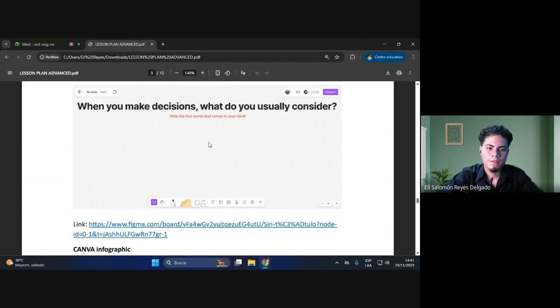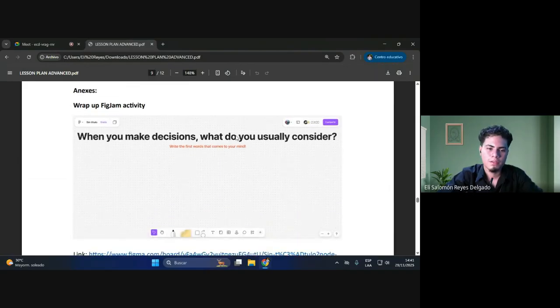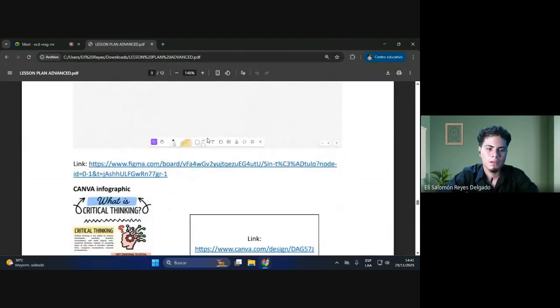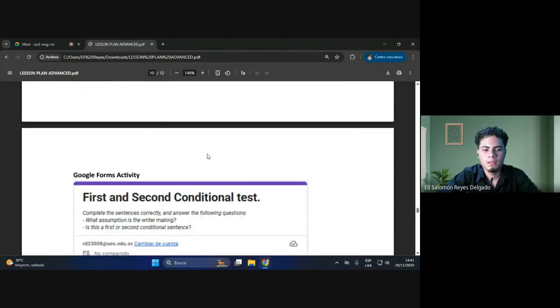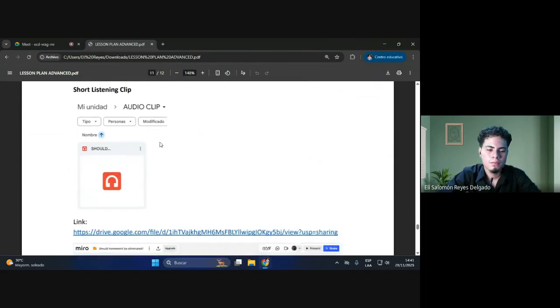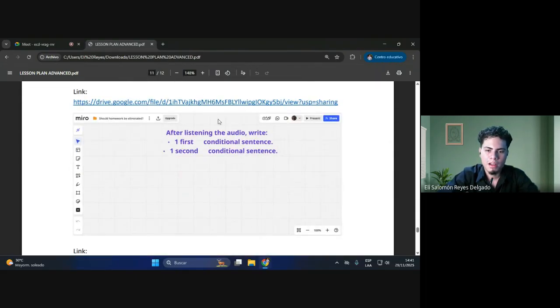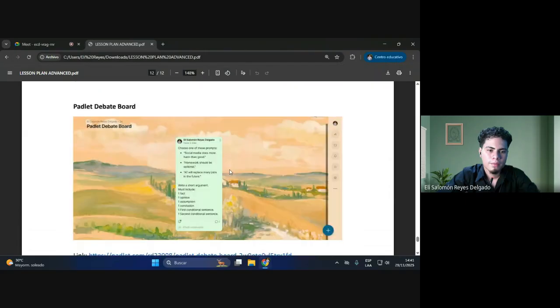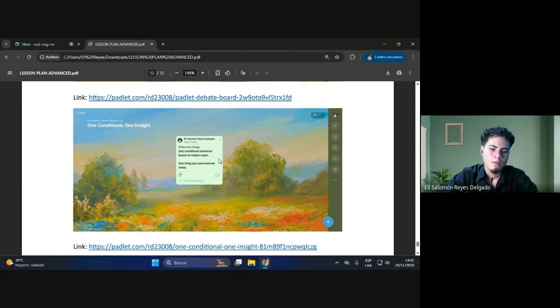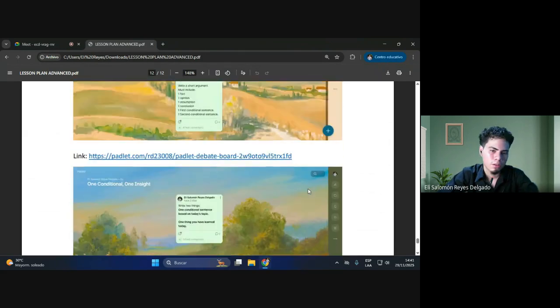And here we have the annexes. Here we have some screenshots of the materials that I have created for my students. Here we have the Bingo Jam activity, the Canva infographic, the Google Forms activity, the audio clip, the Miro platform, and with the link, here we have the Padlet debate board, and here we have the One Conditional, One Insight Padlet board, and that's all.